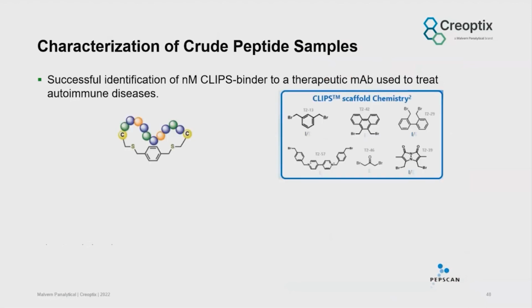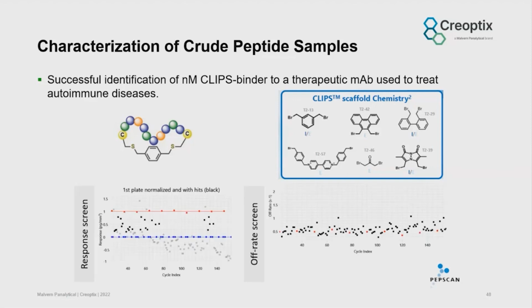Here again we have an example with characterization of crude peptide samples. We show the successful identification of nanomolar CLIPS binders to a therapeutic monoclonal antibody used to treat autoimmune disease. These are macrocyclic peptides which were run by PepScan, and that allowed them to really understand which of these were true hits and true binders. There's also a very good poster on this, which I would recommend you look at.